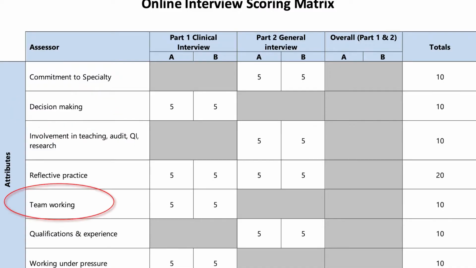You will then be judged on the different aspects within the clinical scenarios. These include working under pressure, decision making, team working, reflective practice, and all of these combine together to give you the clinical scenario point. The overall interview for the 15 minutes of clinical scenario is 40 points, and then obviously they will also be using the global rating part during this part of the interview.